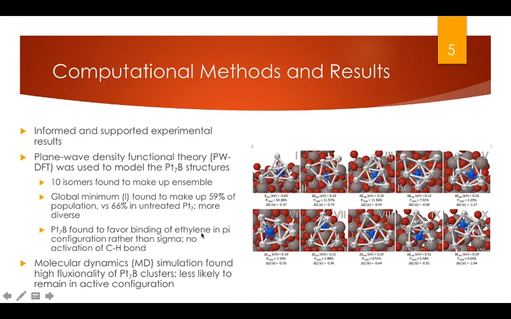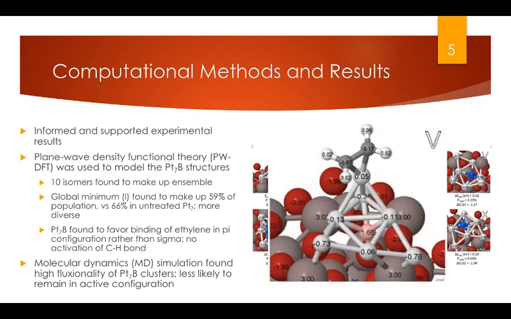And probably most important to this study is that they found that the boronated platinum favors binding ethylene in a pi configuration rather than sigma. So this is what they're talking about. On untreated platinum catalysts, highly active, you would have basically di-sigma bonding of the ethylene to the platinum. So each of these bonds would be on a different platinum atom. Instead, with the boronated compound, they find that both of these, this is essentially pi bonding to the platinum, and that means you're not activating that carbon-hydrogen bond.